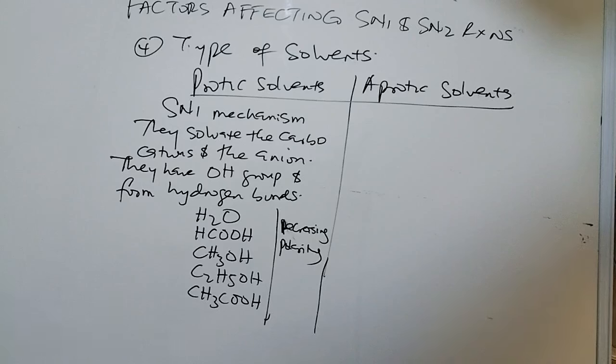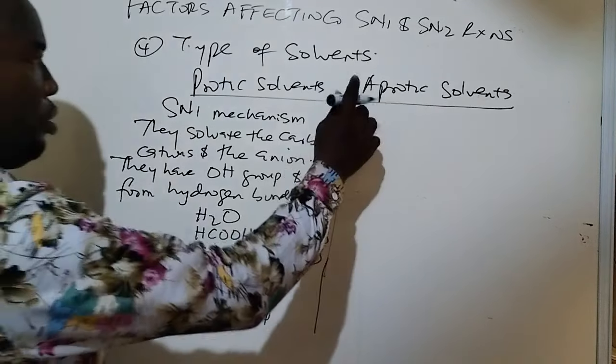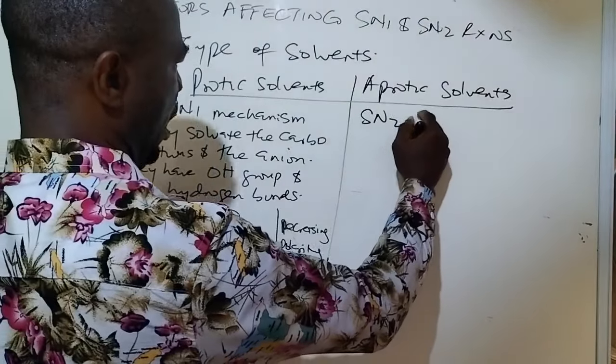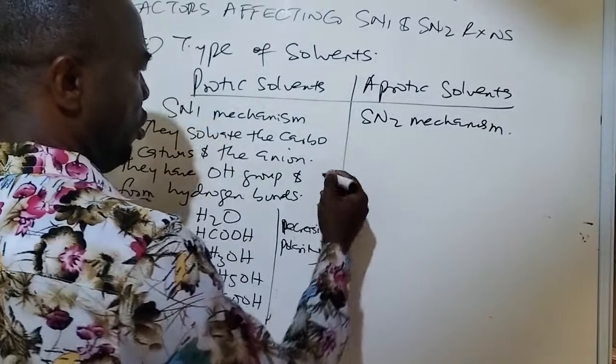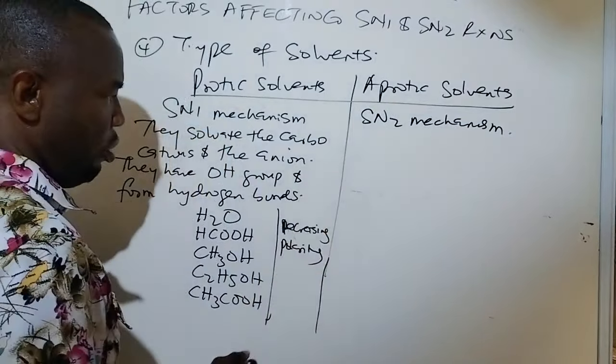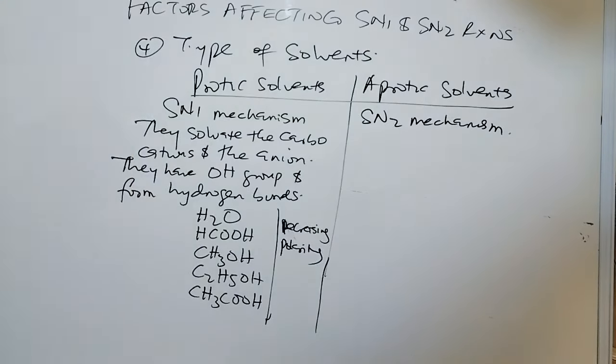And then look at those reagents. Any reaction that involves any of these reagents will always occur by SN1 mechanism. So we call them the protic solvents. Then for SN2 mechanism, we'll use the aprotic solvents. These solvents do not solvate the carbocation, nor do they solvate the anion or leaving group.